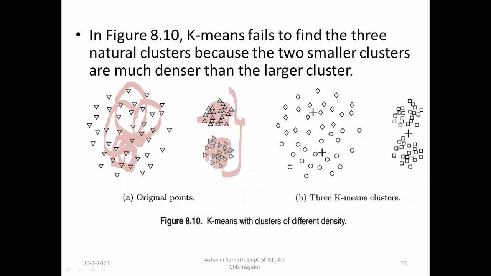So what happens here? The K-means algorithm will combine these two into one cluster, and it will divide this larger cluster into two. So this is how three clusters got created. The actual clusters were this one, this second one, and this must be the third one. But because of the density, it has merged these two clusters together, and this larger cluster is split into two clusters.